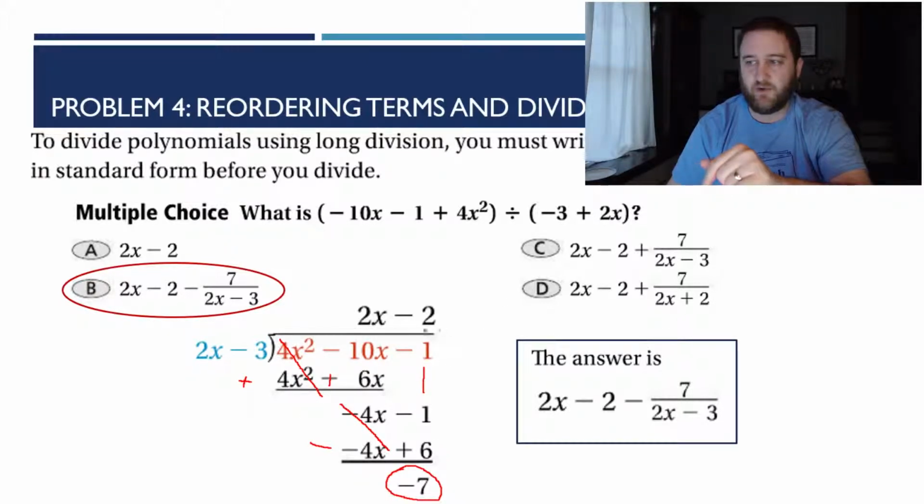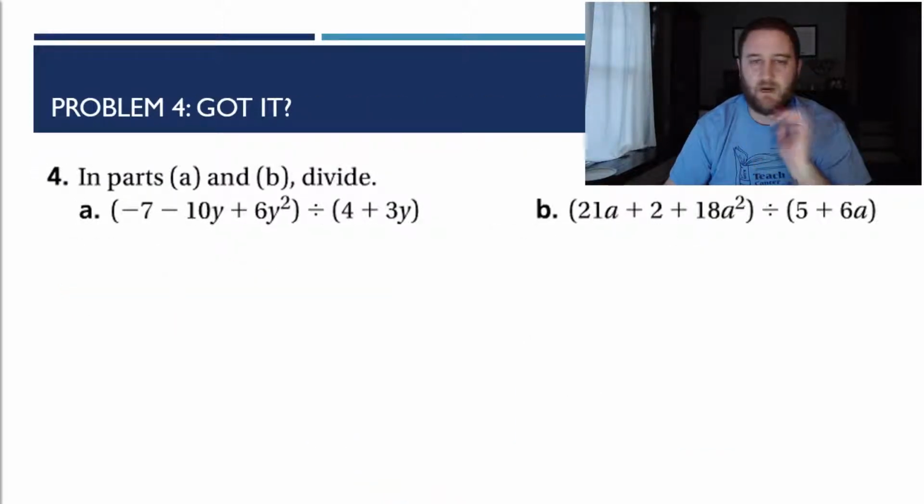You're going to start with your 2x minus 2 right here. But then you're going to subtract 7 over your binomial. So your remainder is going to be negative 7 over 2x minus 3. So your answer here is going to be B, 2x minus 2 minus 7 over 2x minus 3. So you've got to make sure you remember before you divide, put it into standard form first. All right, go ahead and try these.